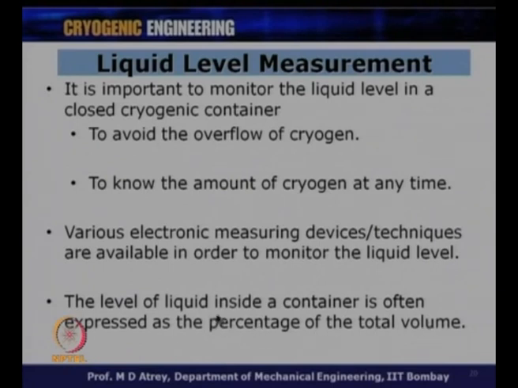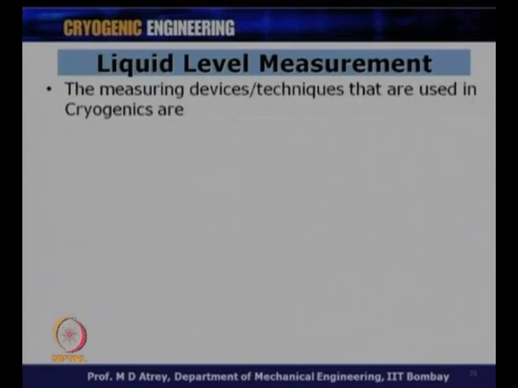The level of the liquid inside the container is often expressed as a percentage of total volume. Normally you will say 100% filled, 50% filled, and the entire container can be 200 liters or 500 liters. From there you can calculate how many liters of liquid are in the container. The measuring techniques used in cryogenics include dipstick measurement, where the approximate liquid level can be understood for common cryogens like nitrogen.